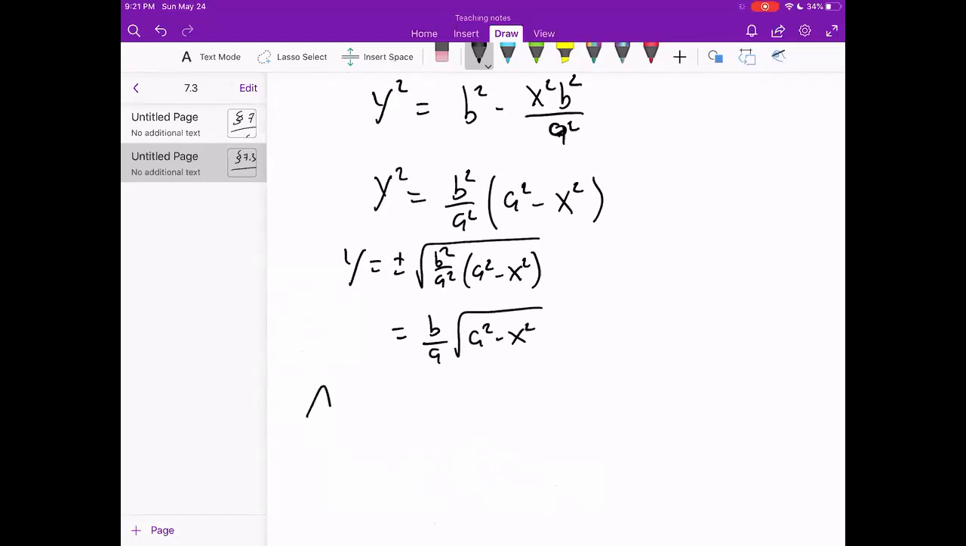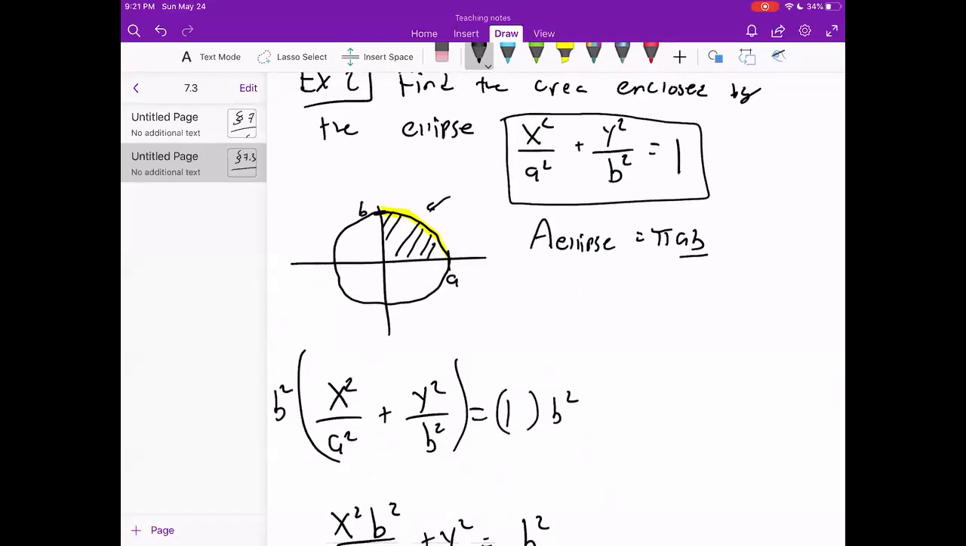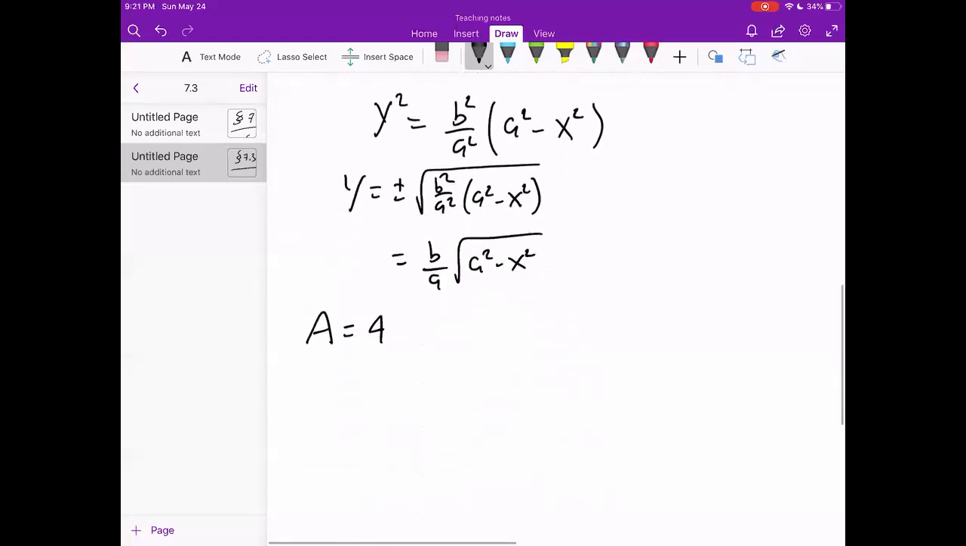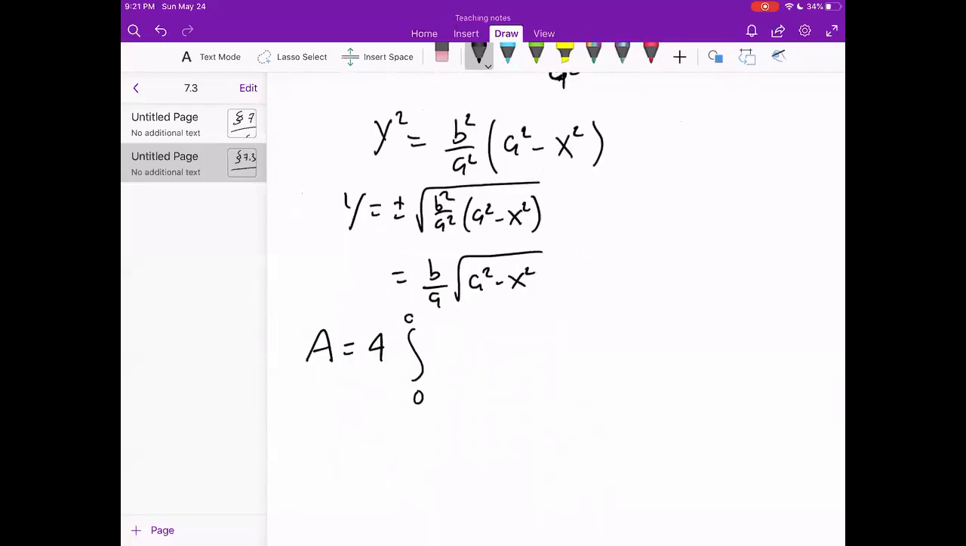And so my area then is going to be 4 times, again, because I've only found 1/4 of it, because I'm only doing this part highlighted in yellow. It's going to be 4 times the integral from 0, and on the x-axis I stop at a, of b over a, square root of a squared minus x squared.